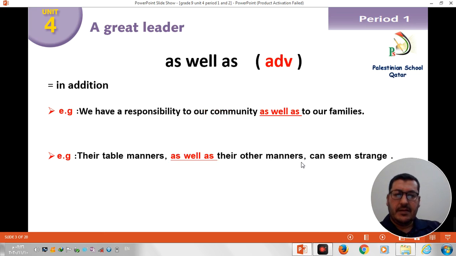Okay, the next word is as well as. We can say it means in addition, and it's also an adverb. Example, we have responsibility to our community as well as to our families. And the other example, their table manners as well as their other manners can seem strange.